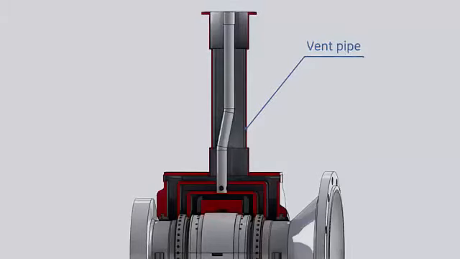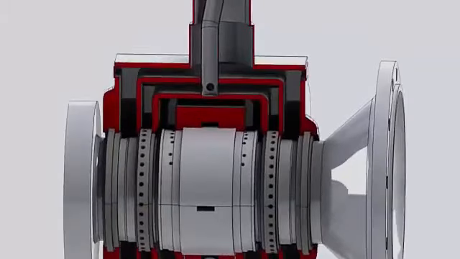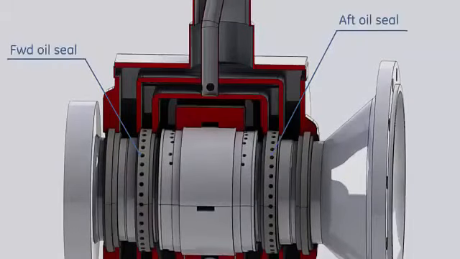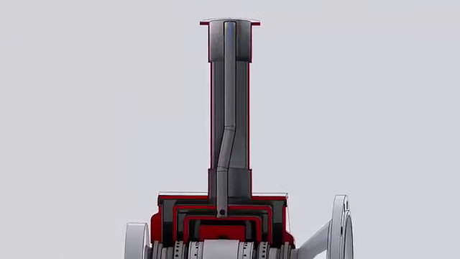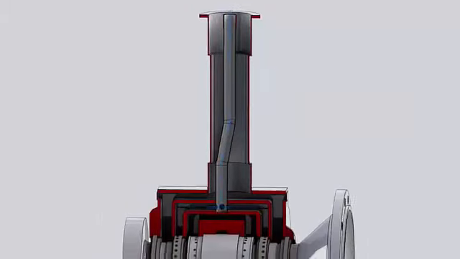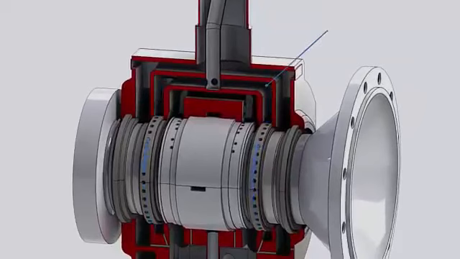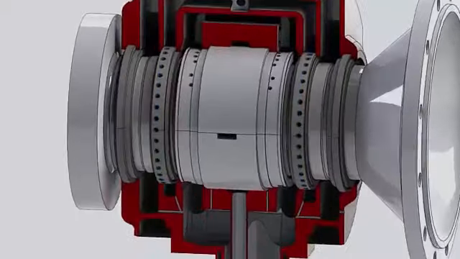Inboard of the outer air seals, 2 pressurized labyrinth seals are located for lubricant control. Sealing air supplied through a pipe concentric with the vent pipe fills the sealing air cavity and flows between the 2 rows of each of the labyrinth seals. Some air escapes to the vented cavity, and the remaining returns with the lube oil.